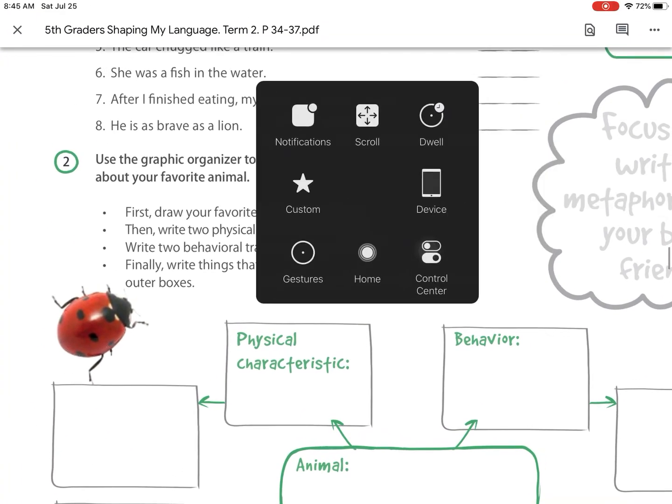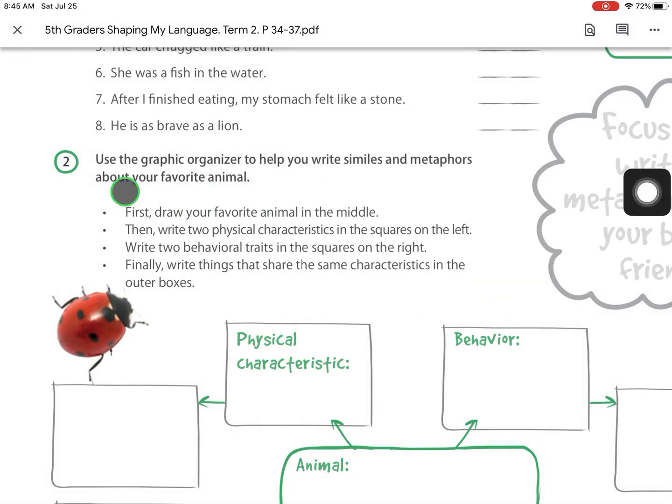In number 2, we have: use the graphic organizer to help you write similes and metaphors about your favorite animal. So you're going to create different similes and metaphors depending on your favorite animals. We are going to create different sentences, expressing a relationship with another object or another animal, but giving different characteristics of your animal.